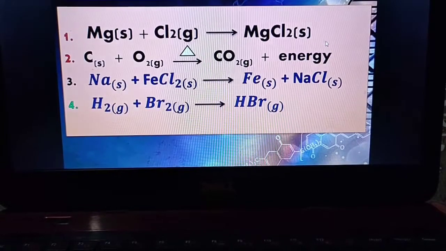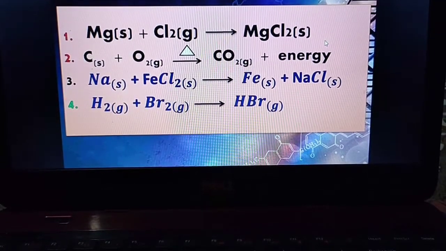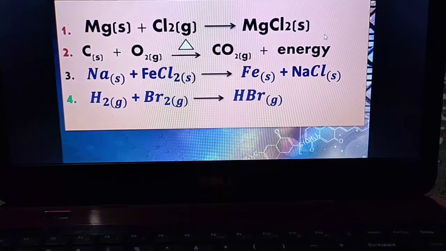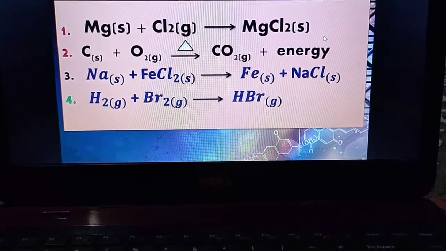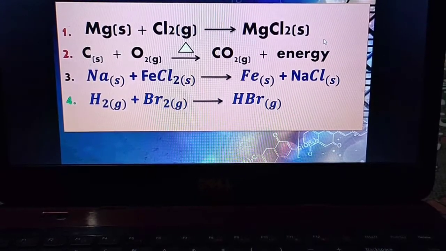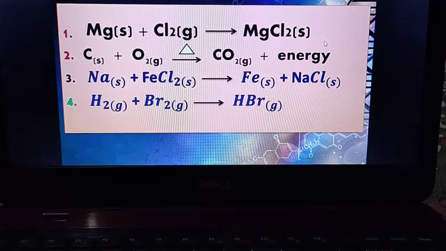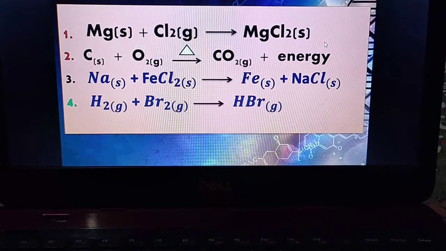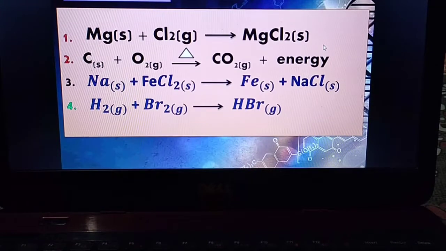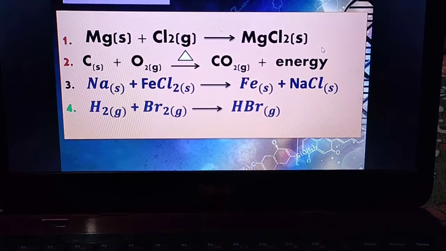Mg plus Cl2 gives out MgCl2. Now you see here that one atom of magnesium is present in the reactant side. In the product side also one atom is present. Cl2, two atoms of chlorine are present in the reactant side, and 2 atoms of chlorine are present in the product side. So the first reaction is balanced.